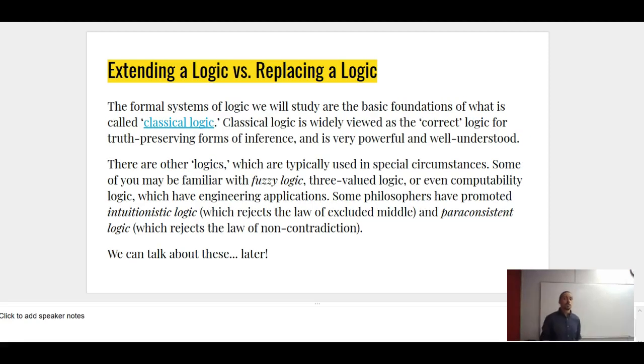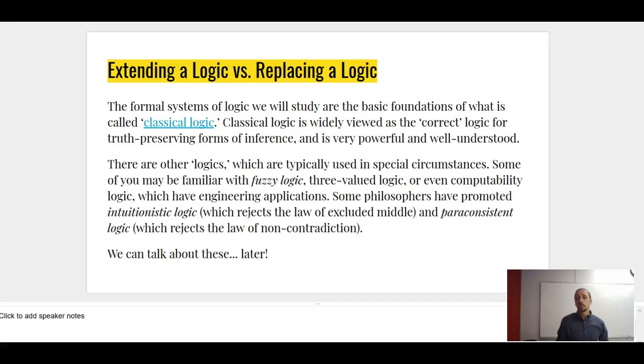So the formal systems of logic that we're going to be studying are the basic foundations of what is called classical logic. Classical logic is the correct logic for truth-preserving forms of inference. It's very powerful and very well understood. Now, there are some assumptions baked into classical logic, and there are other logics that reject some of these assumptions and could be used under special circumstances. It's actually a subject of tremendous philosophical debate: what is the relationship between different types of logic, and which logic might be the right one?